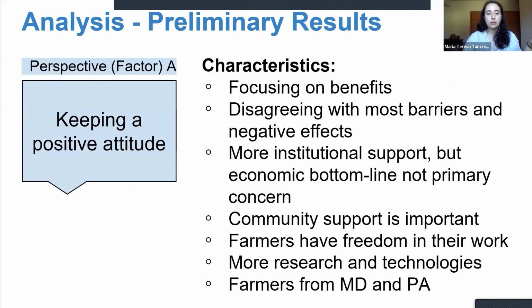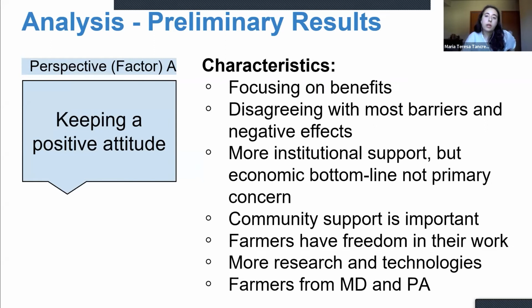For example, our perspective A was generally keeping a positive attitude. The farmers in this factor tended to focus on the benefits of cover crops, disagreeing with most of the barriers and negative effects linked to them. They would like to see more institutional support through incentives, policies, and programs, but generally the economic bottom line is not their primary concern. They showed that community support is very important to them, and even though they feel that sometimes agriculture might be misportrayed by the media, they think that farmers still have freedom in their work and in the tools they want to use.